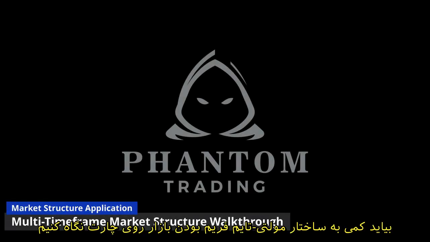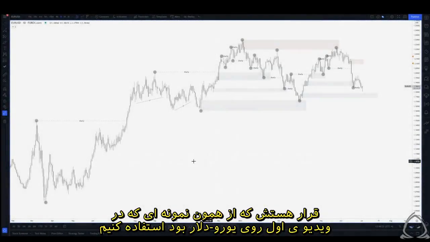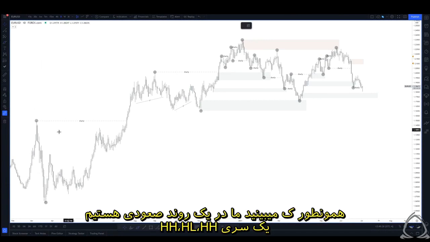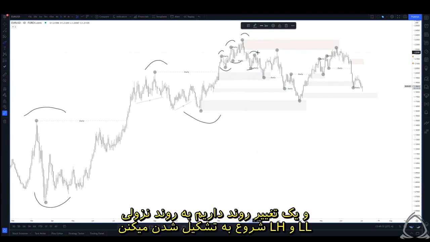Let's take a look at an example of multi-time frame market structure in action. We're going to build on the example that we used in the first video on Euro US dollar here. So what we can see is we were in an uptrend. We were making a series of higher highs and higher lows, and we started to switch to a downtrend, making lower lows and lower highs.